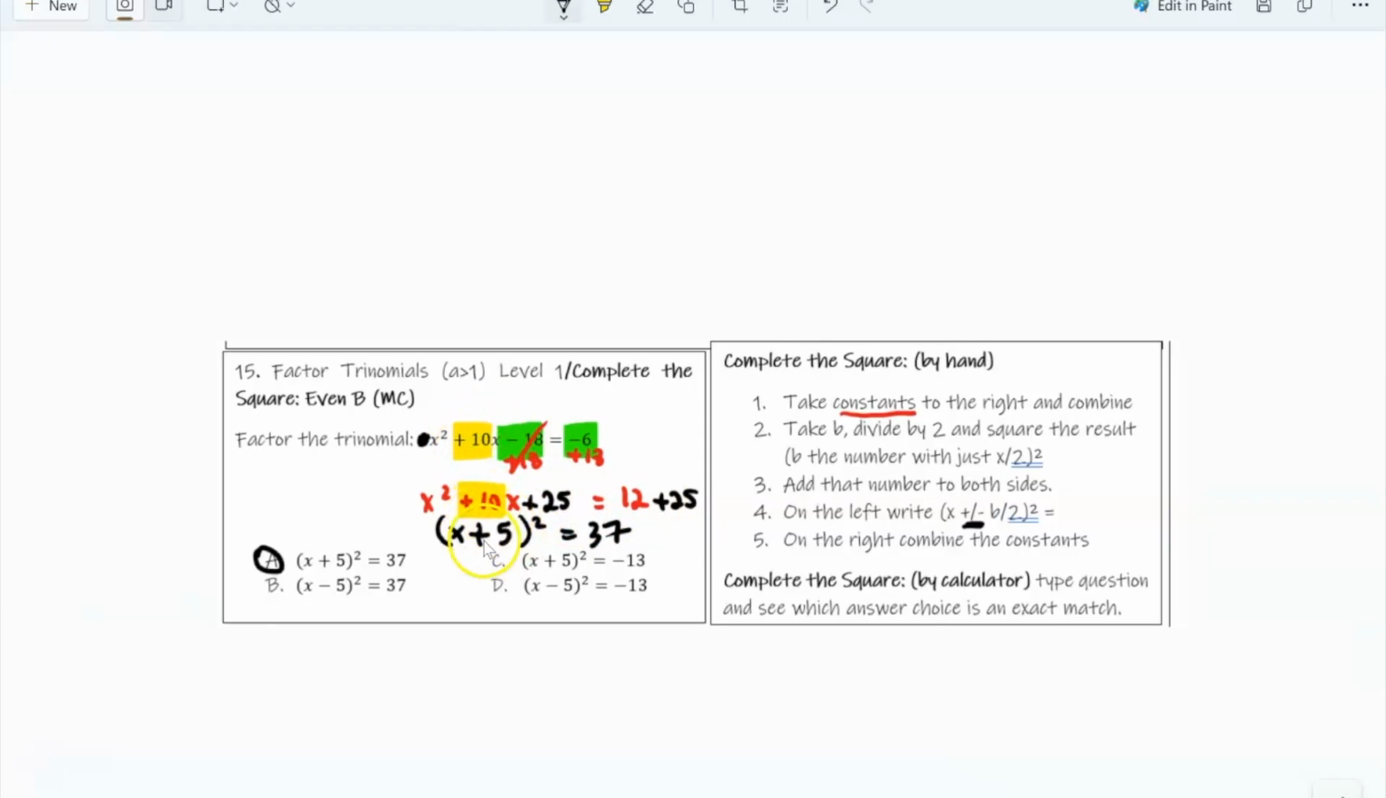It's going to give you the answer here. Square that, which is going to be 25, and add it to both sides. And you're done. Okay, let's practice.